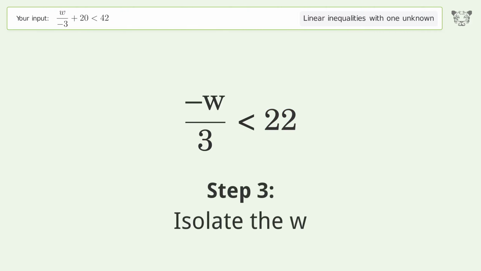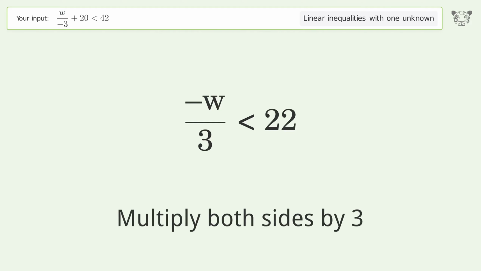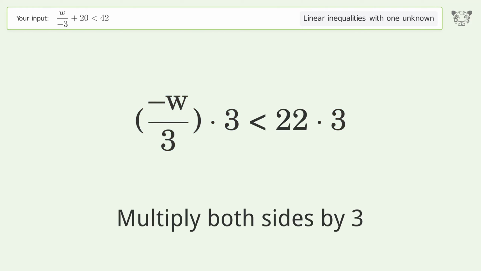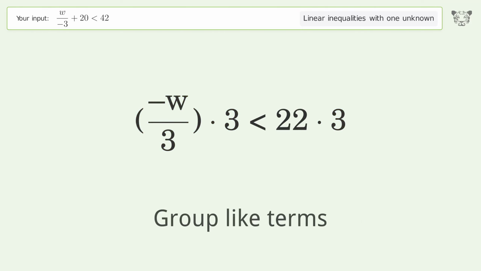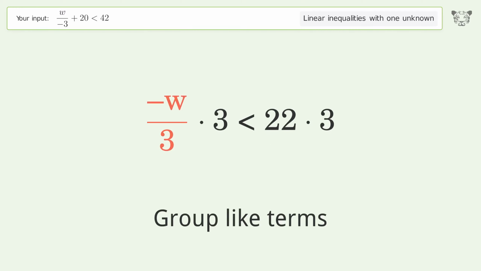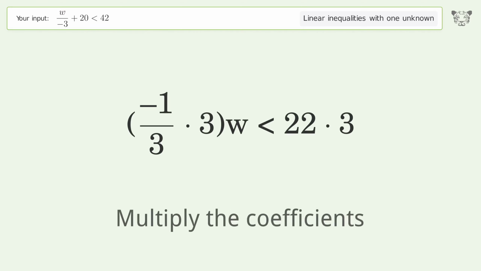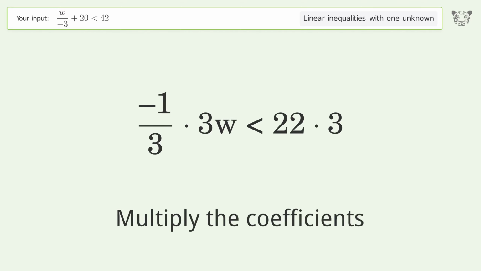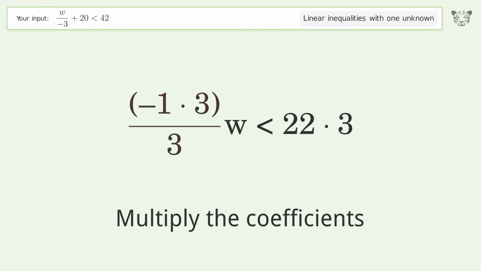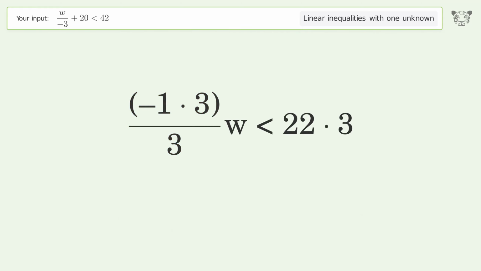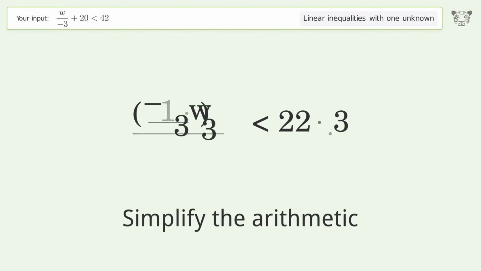Isolate the w. Multiply both sides by 3. Group like terms. Multiply the coefficients. Simplify the arithmetic.